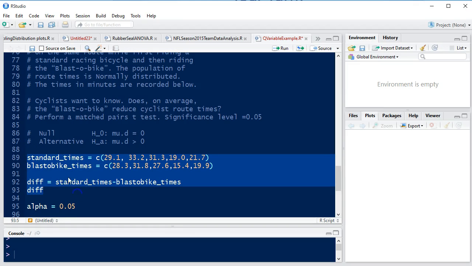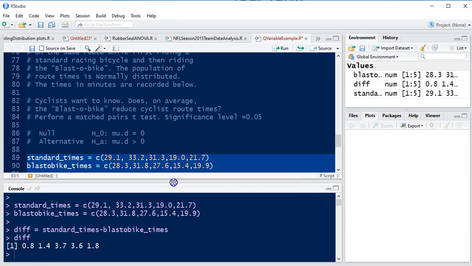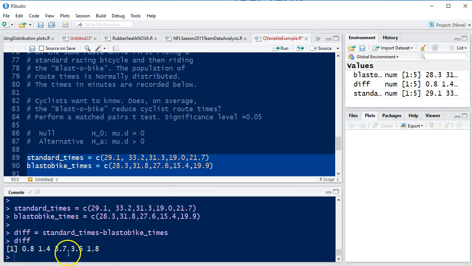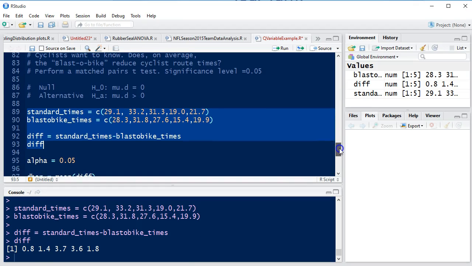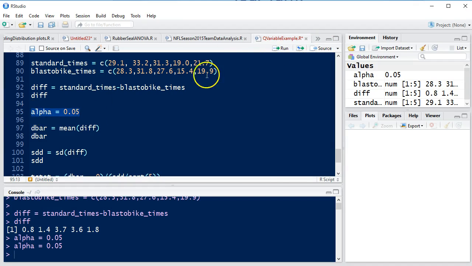So first I'm going to run these lines so I can run in my data. Then I'm going to take the differences, so standard times minus Blastobike times, and I find that my differences are 0.8, 1.4, 3.7, 3.6, and 1.8. So far things are looking good for being able to reject the null because all these values are positive, which means that in each case, the route time was reduced. Now we are doing an alpha of 0.05, so that's our significance level. So let's go ahead and run that line.